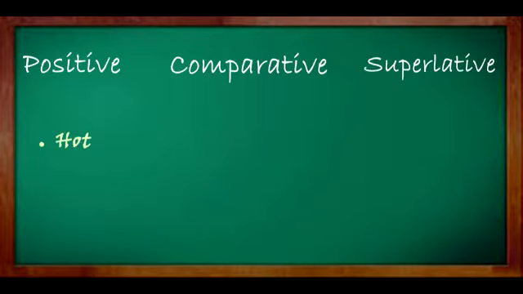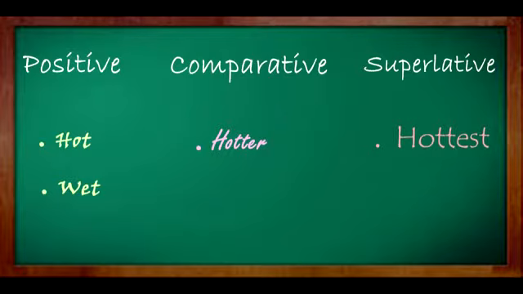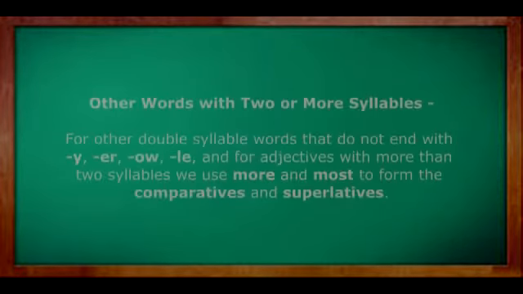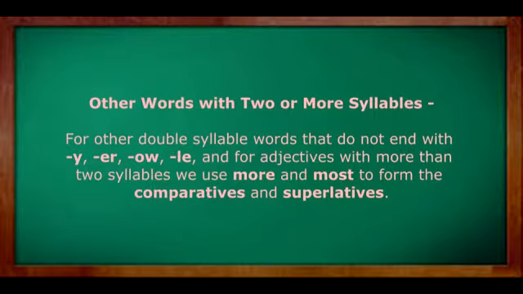Hot, hotter, hottest, wet, wetter, wettest. For other double syllable words that do not end with Y, ER, OW, LE, and for adjectives with more than 2 syllables, we use more and most to form the comparative and superlatives.